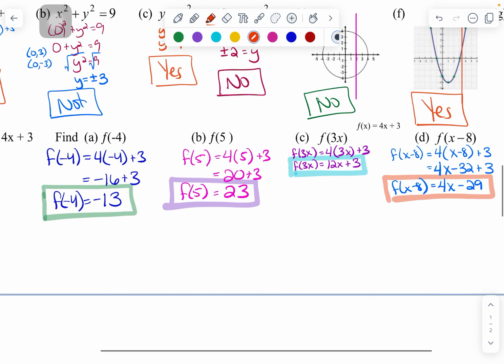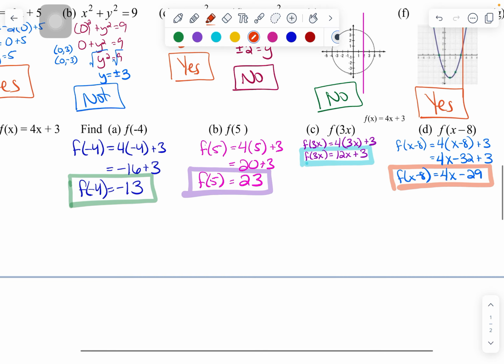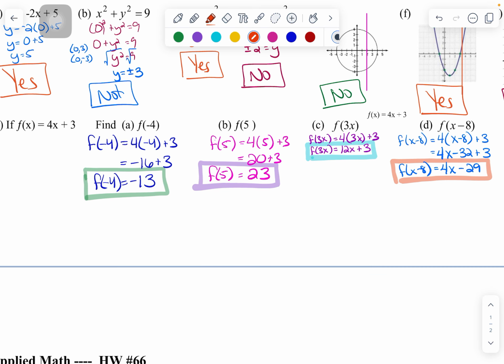All right. So there's how you do evaluating, right? You have to be given the function. And then once you're given the function, figure out what you have to do in terms of replacing the x. If it's numeric, like part A and part B were, you're generally going to get a numeric answer at the end. If your variable is getting replaced with an expression, right, like 3x here or x minus 8, then you're probably going to end up with an expression in the answer.